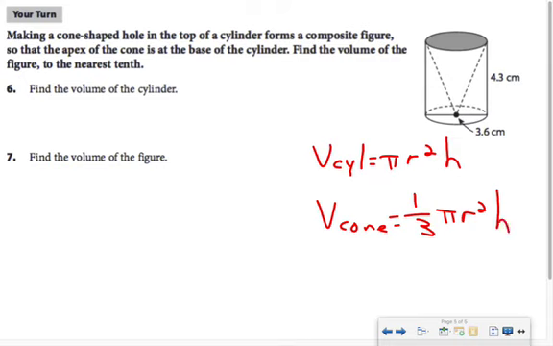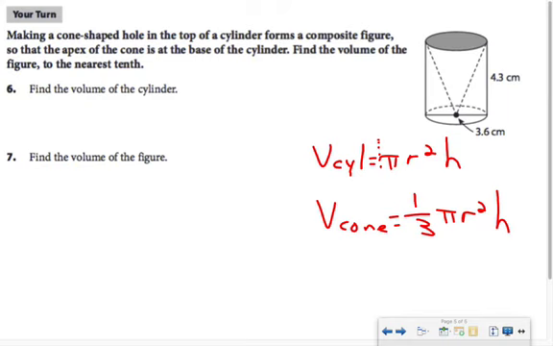So if in these two formulas my r's are the same and my h's are the same, if I'm finding the volume of a cylinder and finding the volume of a cone and subtracting the cone away from the cylinder, I could think of this as a 1 out in front of the volume of a cylinder formula, and 1 minus 1/3 is 2/3. So I could just find 2/3 of the volume of the cylinder.